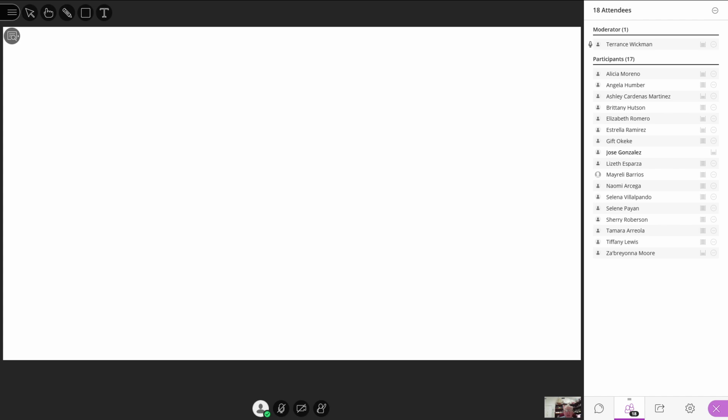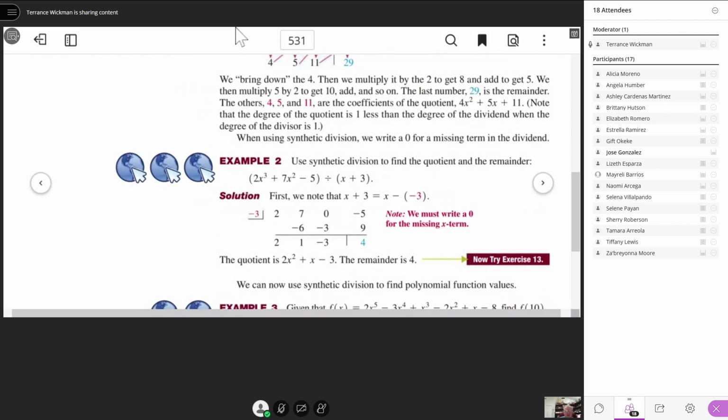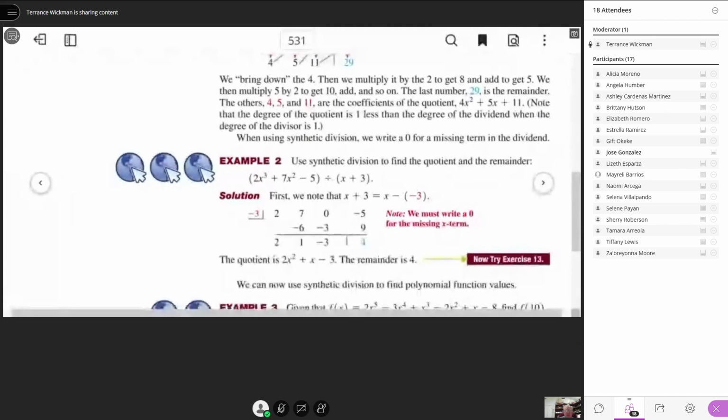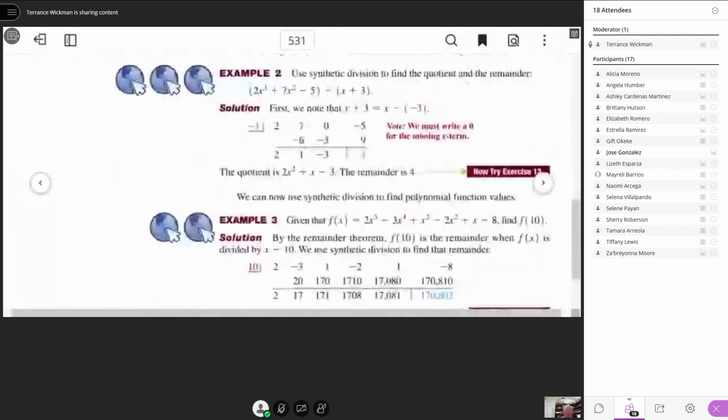They give us the problem, 2x cubed plus 7x squared minus 5 divided by x plus 3. Now they're using synthetic division. Now, have you guys had synthetic division? You have or haven't? You have? Yes. We have, on the test. Okay, so look, when they divided it by x plus 3 with 4 left over, that means if you put minus 3 in the equation, you're going to get 4 as a remainder.